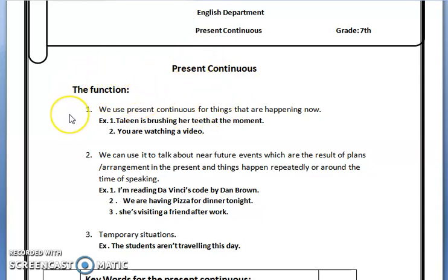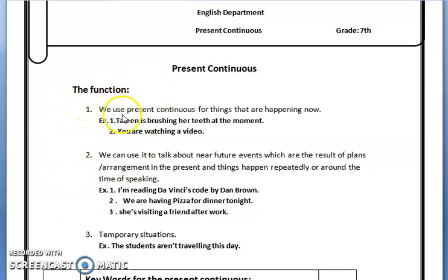Okay, let's start with the function. What do we use the present continuous for and why is it so useful and nice? We have three different uses for the present continuous tense. We will talk about one specifically today, and the second one we are going to talk about in a special way in upcoming lessons because it has a lot of details. The third one we will talk about today also, but we are going to focus on the first one.